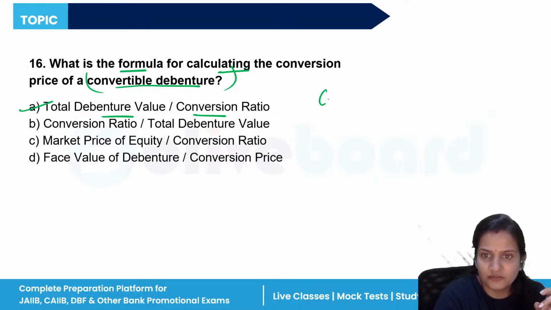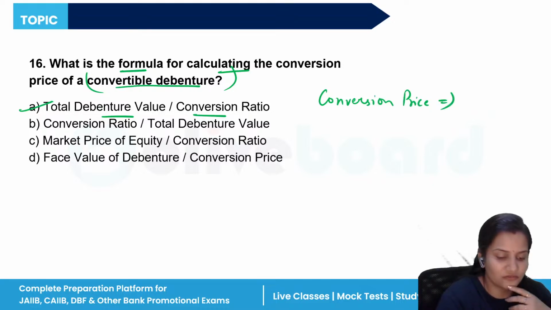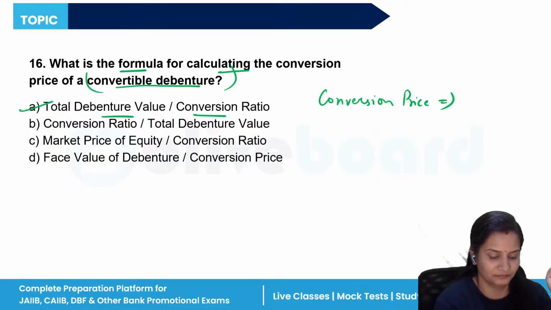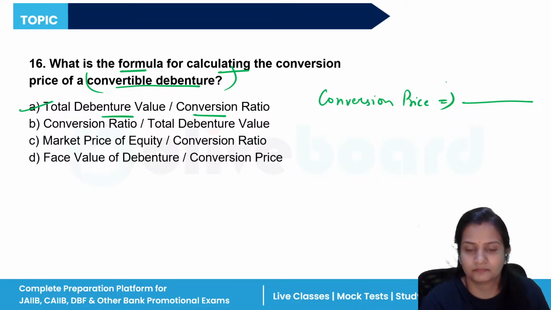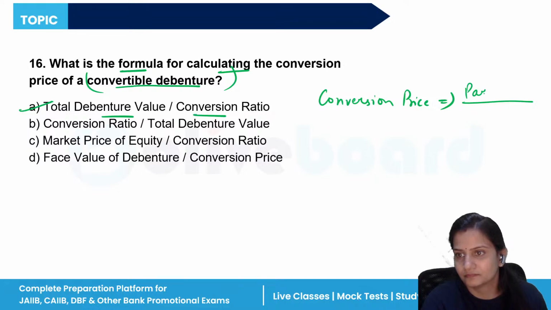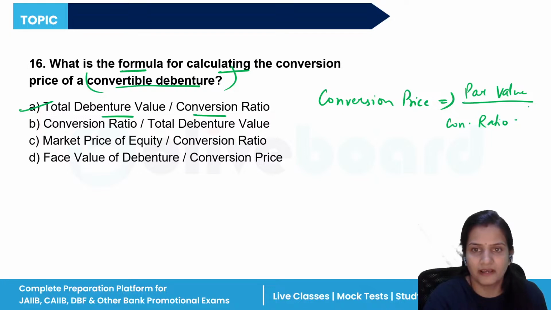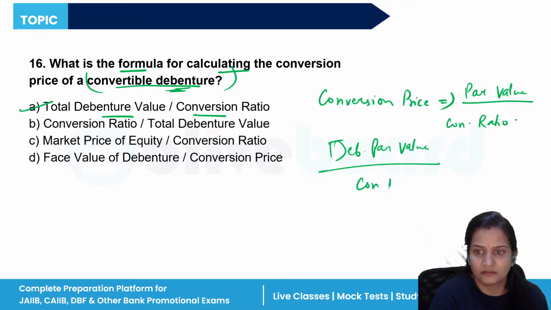Convertible debenture. What is the formula of conversion price? It is par value upon conversion ratio. Clear? So, if we need to calculate the conversion price of a convertible debenture, the debenture is there. It means debenture par value or debenture total value upon conversion ratio.